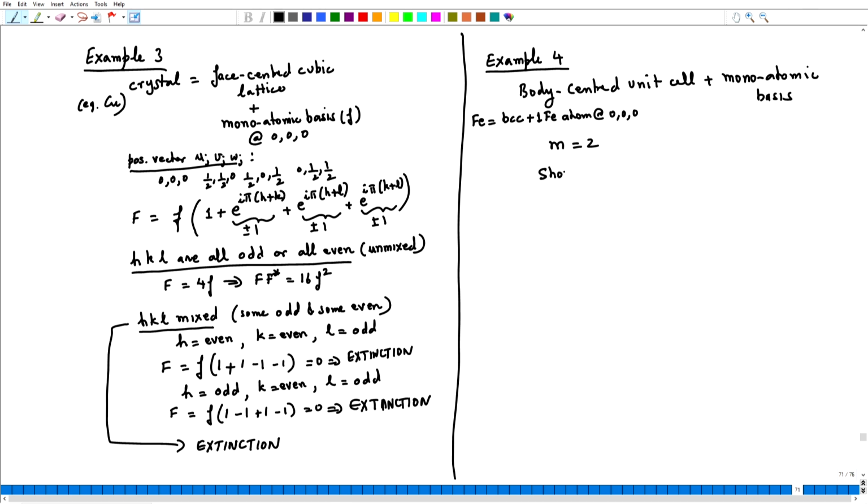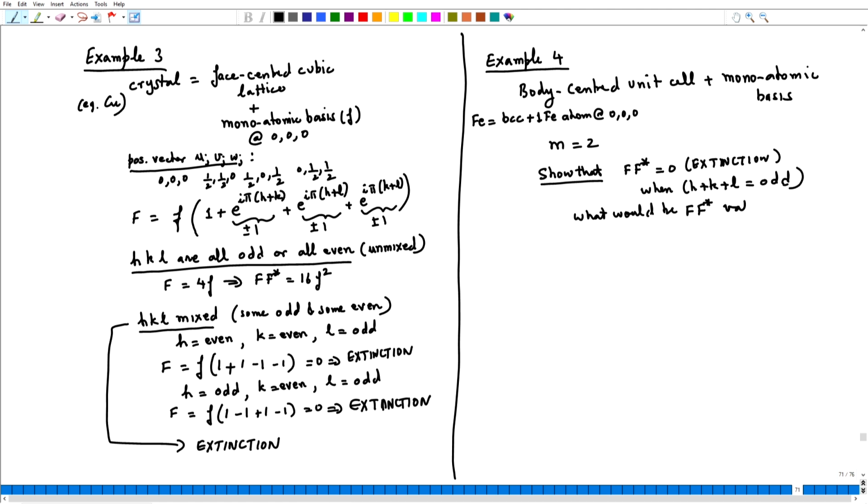Show that f star is equal to 0, which means we get extinction when h plus k plus l equals an odd number, and what would be the f star value for h plus k plus l equals even.